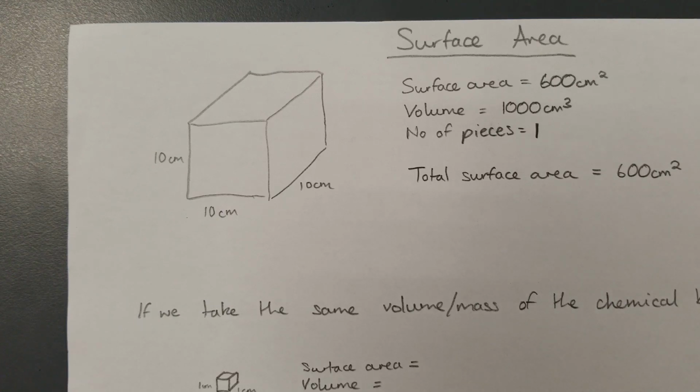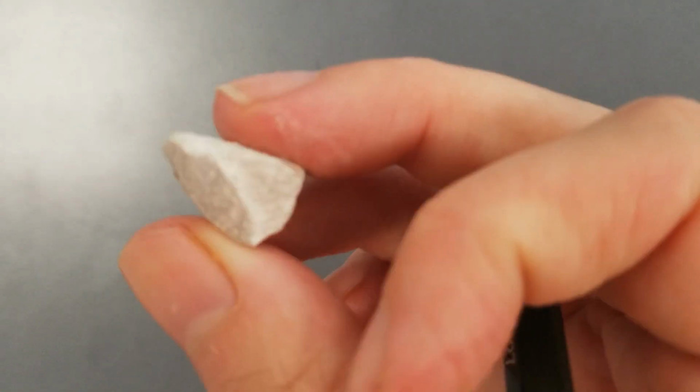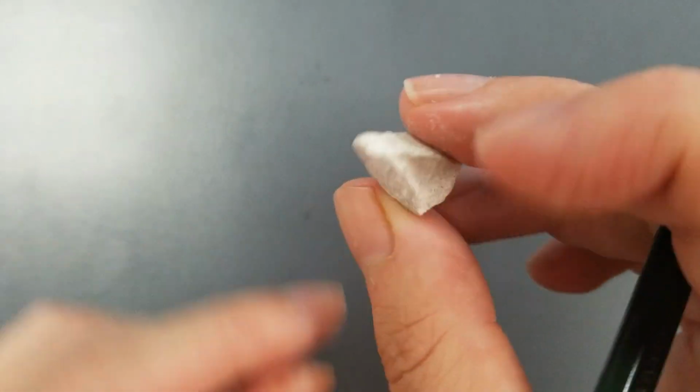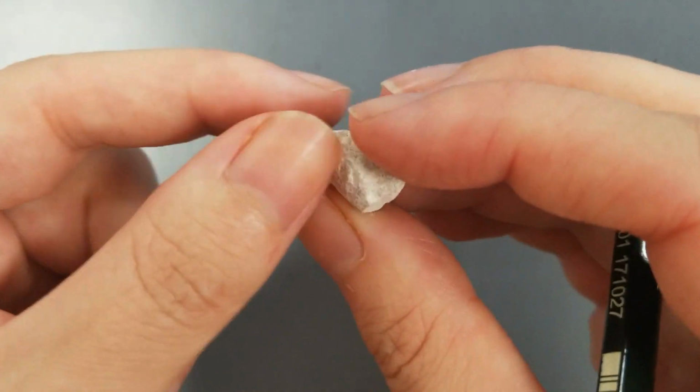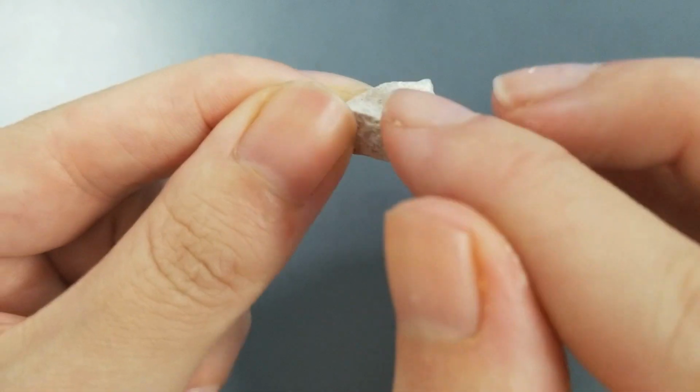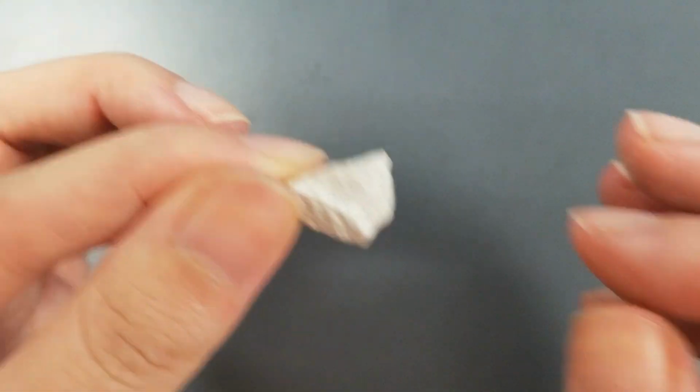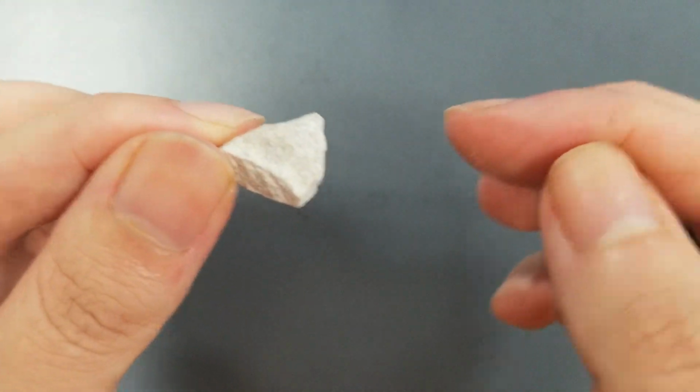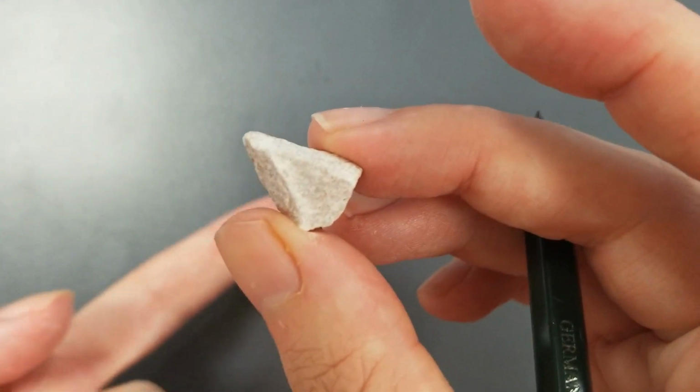Because obviously, if you have a chemical, you can't collide with the bits in the middle. Okay, you can only collide with the outside surface. So the reactants can only get to those particles on the outside until they react away. And that's why quite often our marble chips get smaller as we do our experiments.